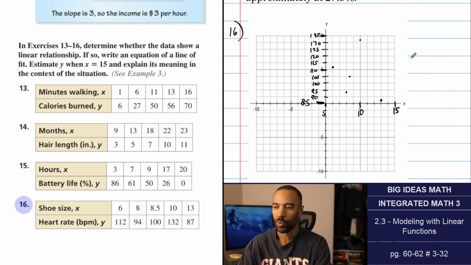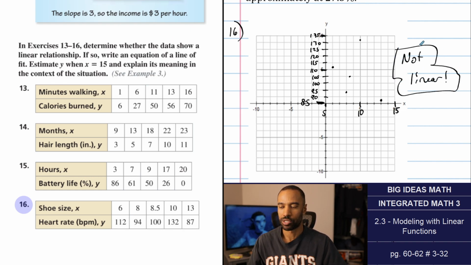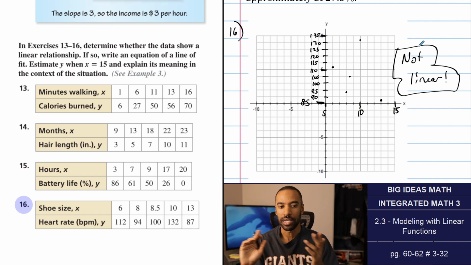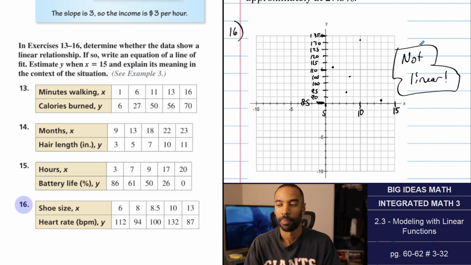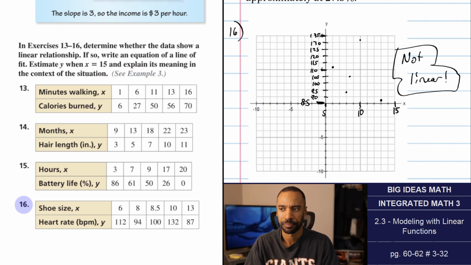This is not linear. We can't make a prediction about a person with a shoe size of 15 and their heart rate based on what we're seeing here. So we cap it off there. We're done. There's nothing we can say with that. And 15 would also be an extrapolation, which would be really tough to talk about. So we're going to leave it at that.